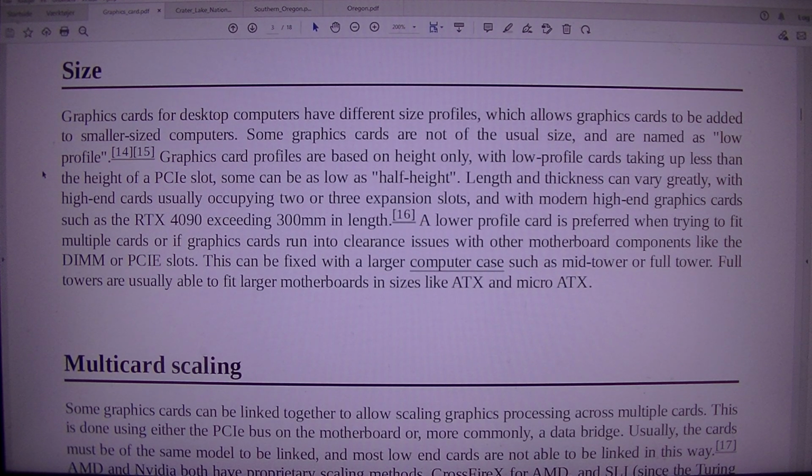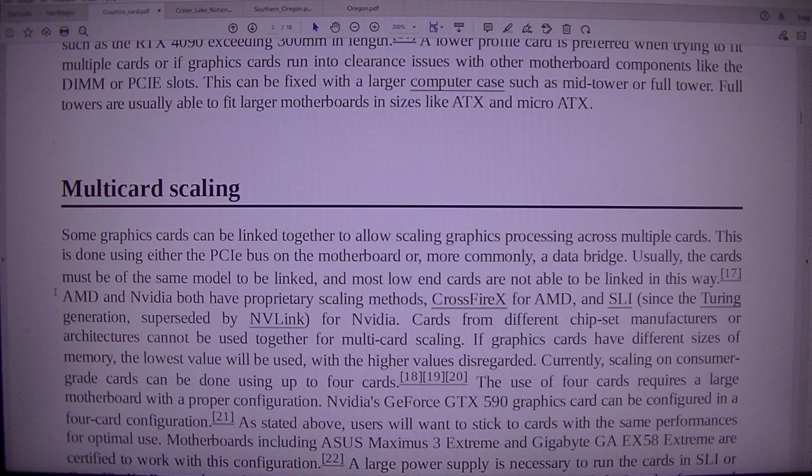Length and thickness can vary greatly, with high-end cards usually occupying 2 or 3 expansion slots, and with modern high-end graphics cards such as the RTX 4090 exceeding 300mm in length. A lower profile card is preferred when trying to fit multiple cards or if graphics cards run into clearance issues with other motherboard components like the DIMM or PCIe slots. This can be fixed with a larger computer case such as mid-tower or full tower. Full towers are usually able to fit larger motherboards in sizes like ATX and micro ATX.